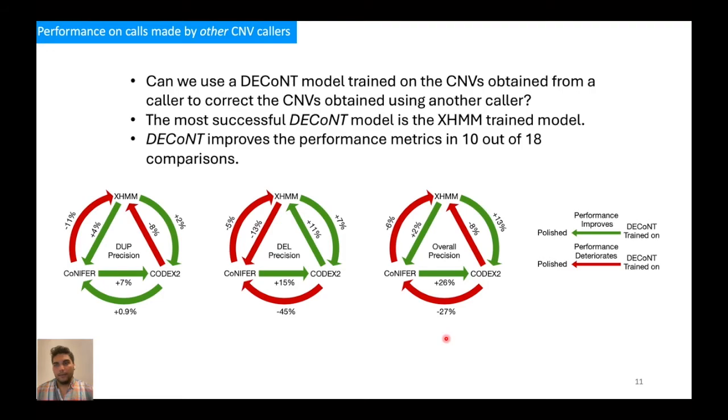While arguably it can be used to polish calls generated by other tools, a Decont model trained on the calls of the to-be-polished exome-based caller is suggested. As we see, the improvements in the discussed performance metrics are larger in this case, which is expected.